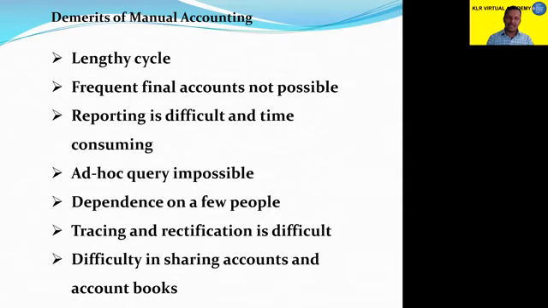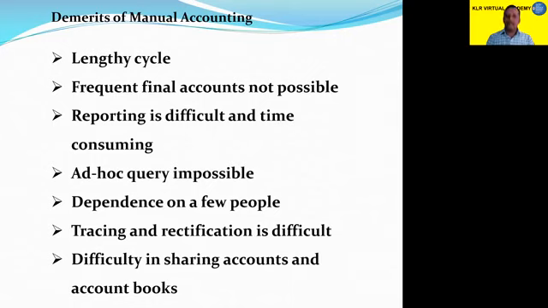Monthly result, it will take a lot of time. Quarterly result, it will take a lot of time. And annual results also, it will take a lot of time. In case of computerized, this slide I am presenting comparatively. If it is in a manual accounting system, it is a lengthy cycle. If you take this in computerized accounting, it is a very short and smart cycle. This is a disadvantage of manual accounting, and that could be an advantage of computerized accounting also.